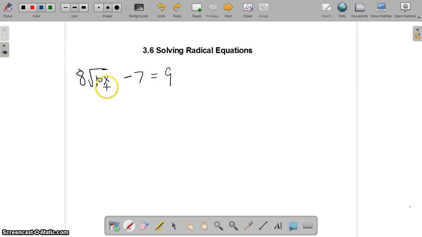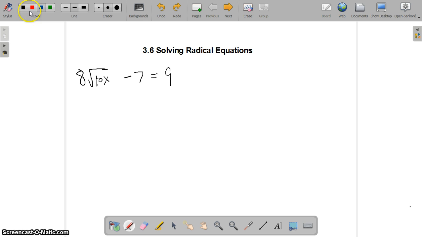First step, whenever you're solving radical equations, you want to get everything on one side of the equation or the other. One side should have the radical only, and the other side should have the numbers, okay, if there's only one radical. If there's two radicals, you want to have one radical on each side if you can't combine them.